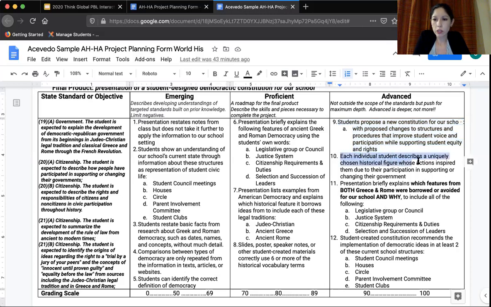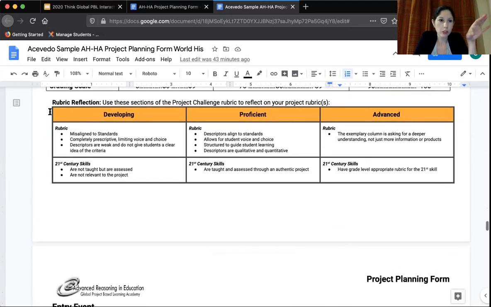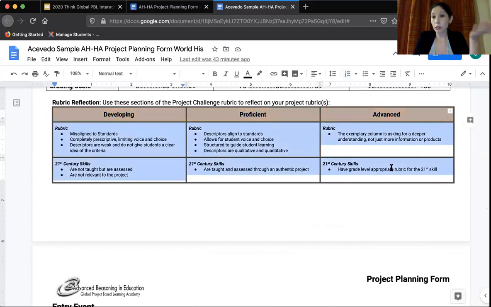Each individual student describes a uniquely chosen historical figure whose actions inspired them due to their participation in supporting or changing their government. That descriptor was actually the last descriptor I wrote. I had already felt like I'd finished the rubric. I felt like it was good to go. And then I scrolled down here and we added these 2 rows here for you to reflect on your rubric when you finished it. So I did the same thing.